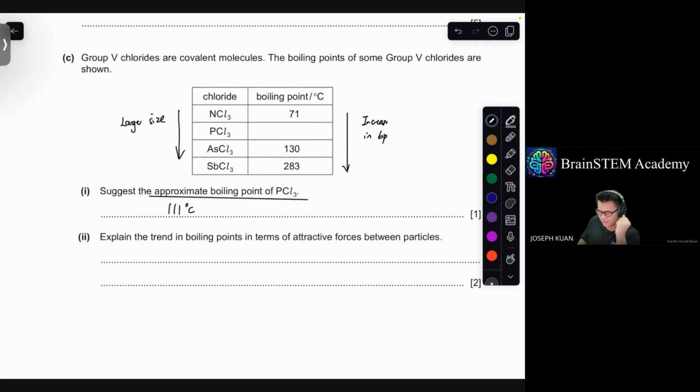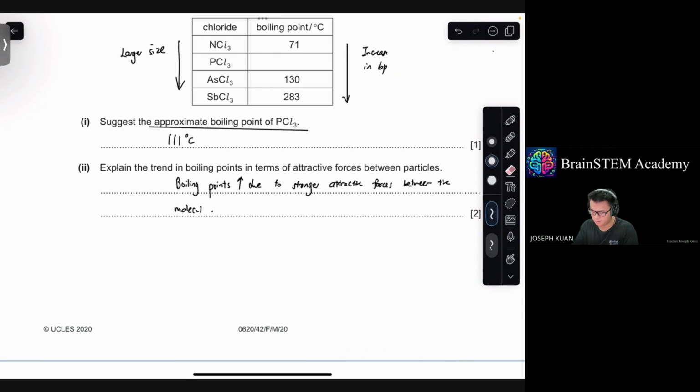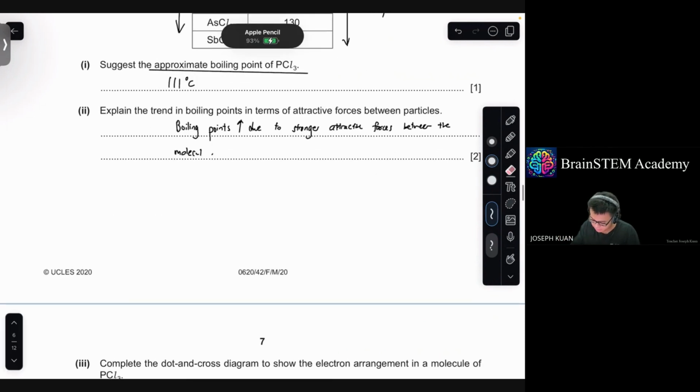Okay, 2. Explain the trend in boiling points in terms of attractive forces between particles. Well, as we can see, the boiling points increase due to stronger attractive forces between the molecules. Right? So remember that stronger force of attraction means that it's more difficult to separate the particles apart from each other. All right? So moving on to the next question.